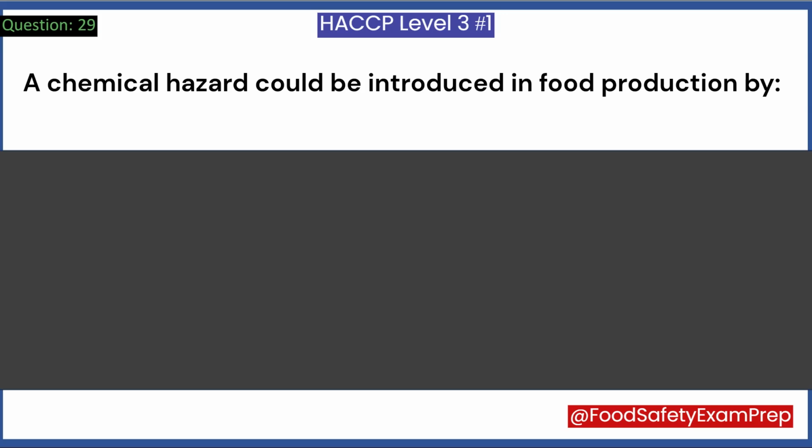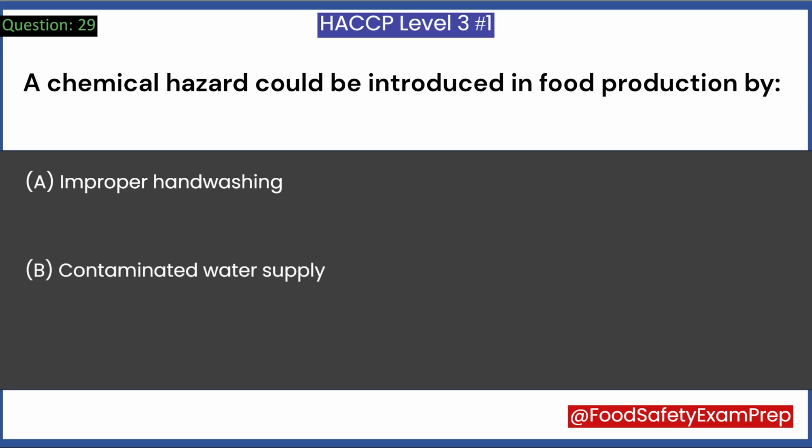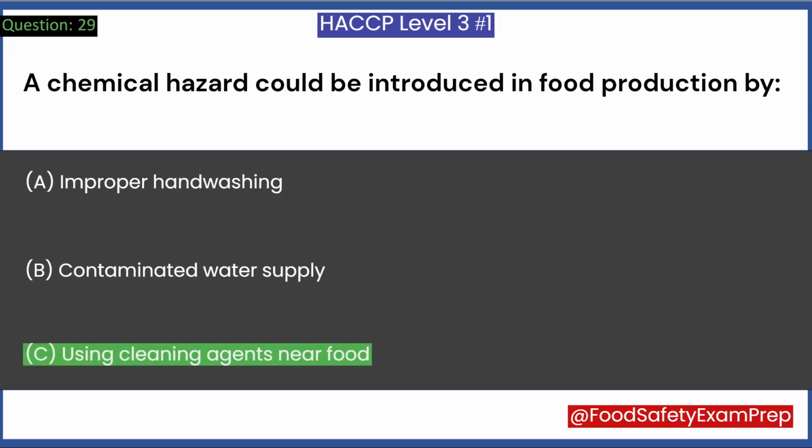A chemical hazard could be introduced in food production by A. Improper hand washing. B. Contaminated water supply. C. Using cleaning agents near food. Answer: C. Using cleaning agents near food.